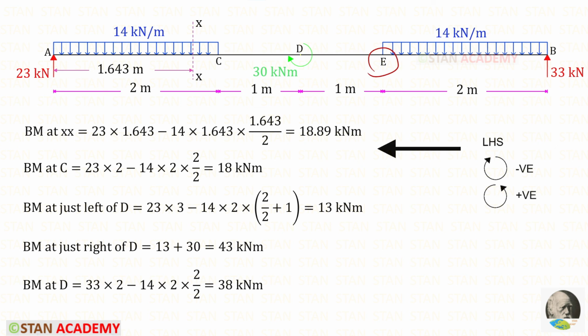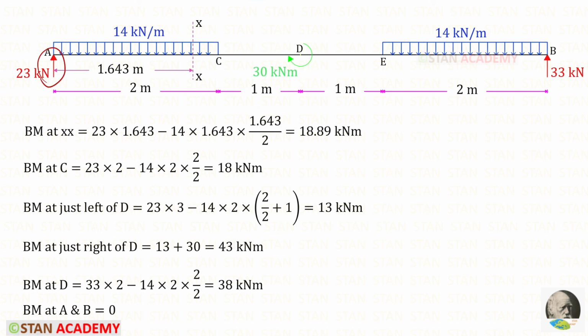To find the moment at E, let us use the left-hand side rule. RB is acting in the anti-clockwise direction, so it will be positive, and the distance is 2. The UDL is acting in the clockwise direction, so it will be negative. The area is 14 into 2. And the centroid distance about E is 2 upon 2. For the moment at E, we will get 38.